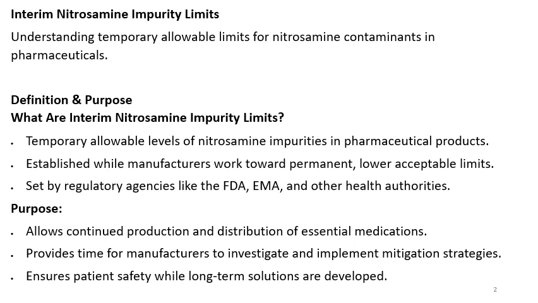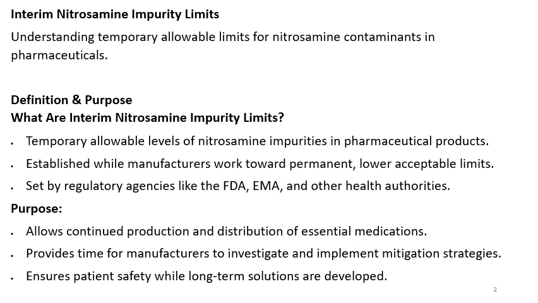And these interim limits are the temporary allowable levels of nitrosamine impurities, so that the products can be manufactured and distributed. Otherwise, if the manufacturers found some nitrosamine impurities or NDSRI impurities, and if there are no established limits, how will the manufacturer deal with these impurities? These are established while manufacturers work toward the permanent and lower acceptable limits.